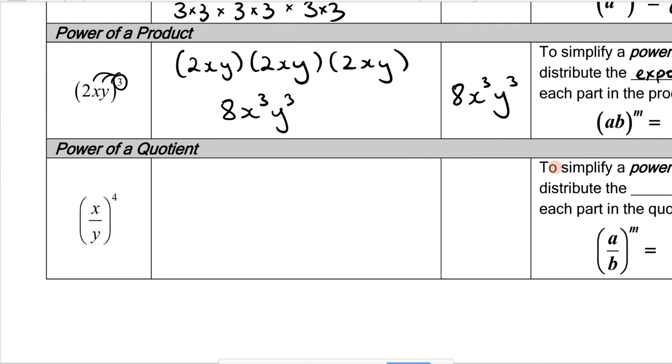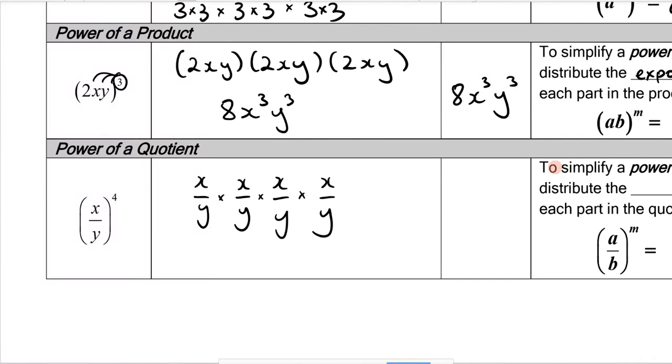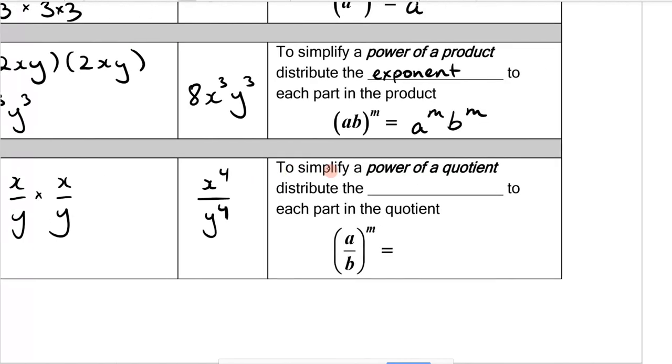So the power of a quotient. I have x over y times x over y times x over y times x over y, because we have it raised to the exponent 4. But I can simplify all of this by saying I have x to the power of 4, and on the bottom I have y to the power of 4. So to simplify a power of a quotient, you distribute the exponent to each part in the quotient. So if I have any generic base a over b, I can distribute the exponent m to each part on the top and the bottom. So I would have a to the power of m over b to the power of m.